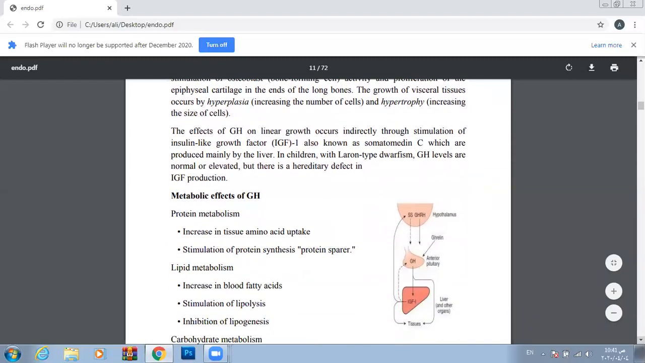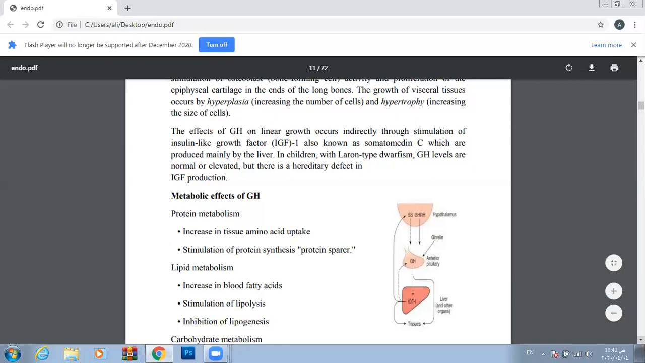The effects of growth hormone on linear growth occur indirectly through the stimulation of the insulin-like growth factor. الحقيقة الجروث هرمون يعني مو هو يشتغل مباشرة، نعم هو يعمل مباشرة، ولكن التأثير الصحيح والتأثير الكبير يأتي من خلال تحويل وستيميوليشن of special factor يسمونه insulin like growth factor اللي هو IGF-1 also known somatomedin C، مهم جدا هذا الحفظه، which are produced mainly by the liver. إذن من يطلع الجروث هرمون يروح يسوي لنا stimulation للليفر يطلع لنا الانسولين جروث like factor somatomedin C.